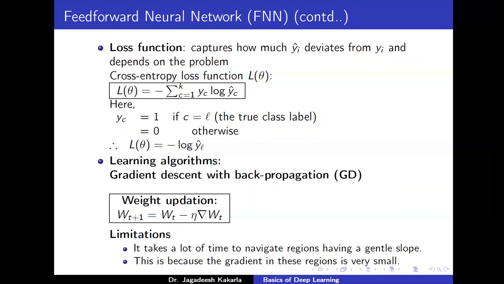Then the limitation is that it takes a lot of time to navigate the regions having a gentle slope. This is because the gradient in these regions is very small. Maybe you did not understand anything from these 2 points. I will discuss with an example. Suppose you have done the derivation. If the derivative value is very small, how much will the weight update? The weight updation also will become very small. Am I right or wrong?